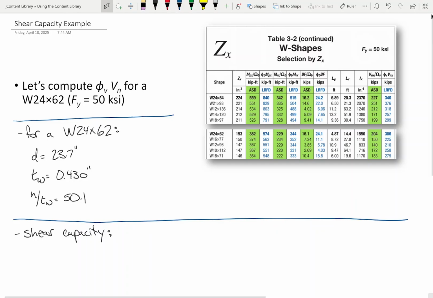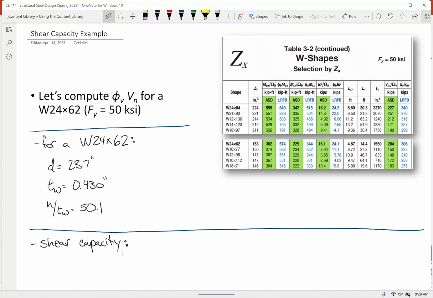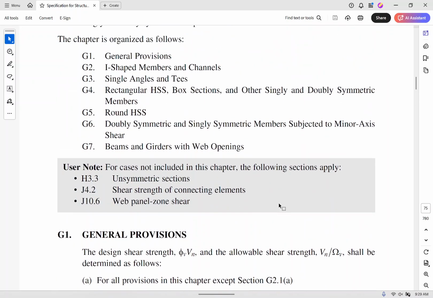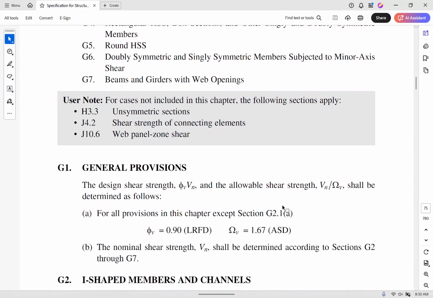Okay, so I'm going to walk you through a little bit of it. So let's see what we can do here. Let's start off with G1. Okay, so this is G1. Let's read this through. What do we got here? The design shear strength and the allowable shear strength, so we're going to ignore all this allowable stuff because we're not dealing with ASD, shall be determined as follows. That's essentially what is going on in this chapter.